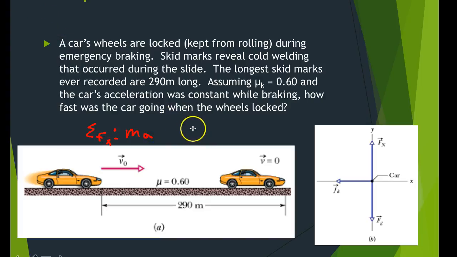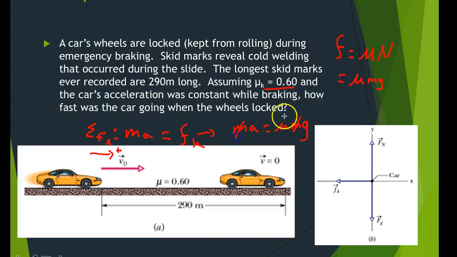And so we can say that the sum of the forces is equal to ma. Well, the only force acting in this direction, let's say that this way is positive, the only force acting in this plane is kinetic friction, so Fk. Well, we know that the coefficient of kinetic friction is 0.6, and we know from earlier that friction is equal to the coefficient of friction times the normal force. So in this case, it's going to be mu times mg. So we can say, okay, then ma is equal to mu times mg.